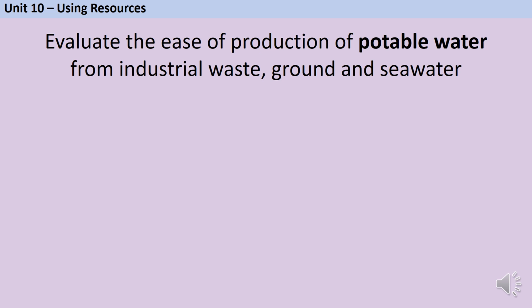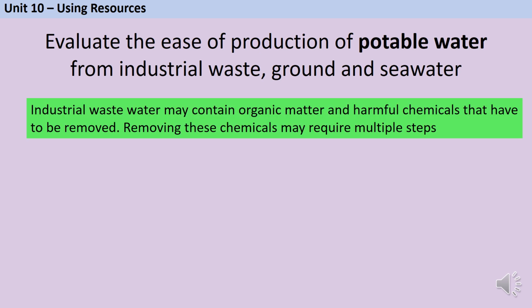So remember, any time that you have an evaluate question in your GCSE Science exams, you need to be comparing and writing a conclusion. So here I want to talk about what the processes are involved in making potable water from each of these sources, and then decide which one I think would be easiest or cheapest. So for the industrial water, there's going to be organic matter and also harmful chemicals that need to be removed, and that might take multiple steps.